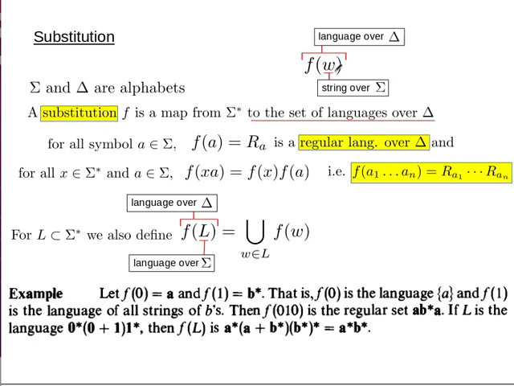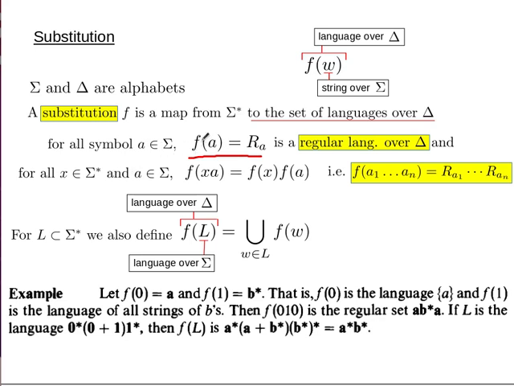So you can put any string here, you get a corresponding language. So if you put a symbol here, a symbol is also a string of length 1. So if you put a symbol a here, this f of a is then again a language over this delta, but this language is a regular language over delta. Okay, this is one property that this map satisfies, that f of a is a regular language over this delta for any symbol a, right?